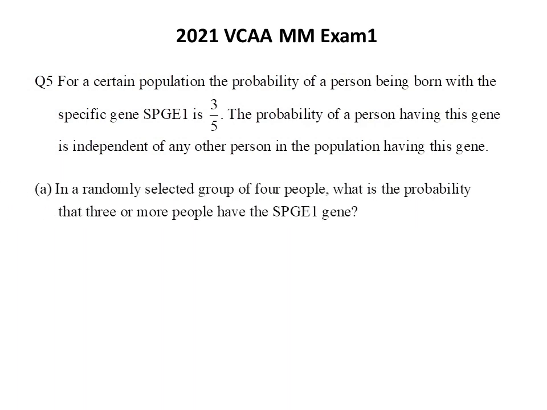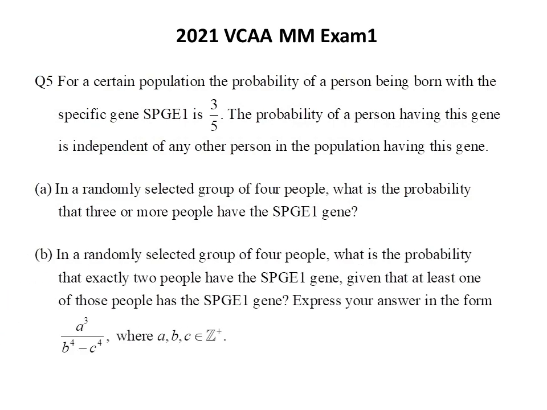For part A of this question, in a randomly selected group of 4 people, what is the probability that 3 or more people have the gene? Part B of this question is that in a randomly selected group of 4 people, what is the probability that exactly 2 people have that particular gene, given that at least one of those people has that gene? It also requires you to express your answer in the form of a cubed over b to the fourth minus c to the fourth, where a, b, and c are positive integers.